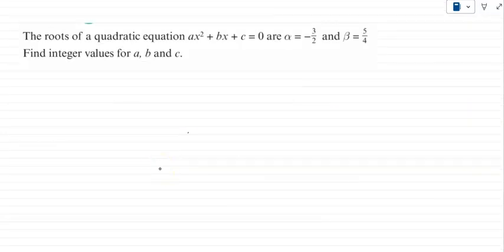The roots of a quadratic equation ax square plus bx plus c equal to 0, alpha is given here, beta is given here. You need to find the integer values of a, b, c. Please solve it for me. Find the integer values of a and b and c.